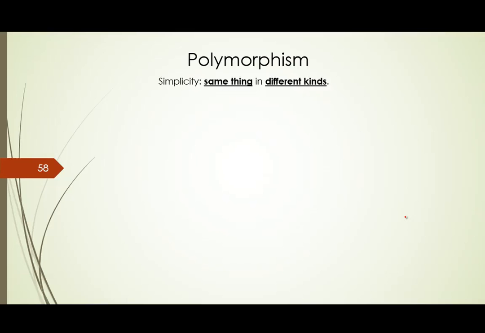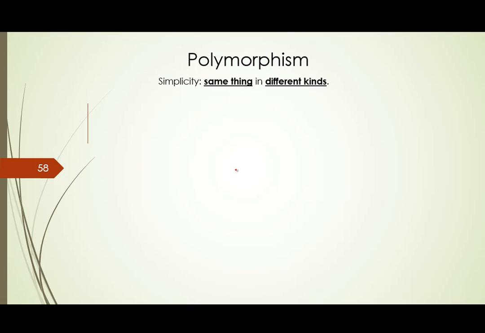Polymorphism means same thing in different kinds. To simplify that, let's say you have a toy, and it's just a toy. It's the same toy you can buy in red, green, and blue color. That's it, the three different flavors. That's polymorphism. That's the real life example.